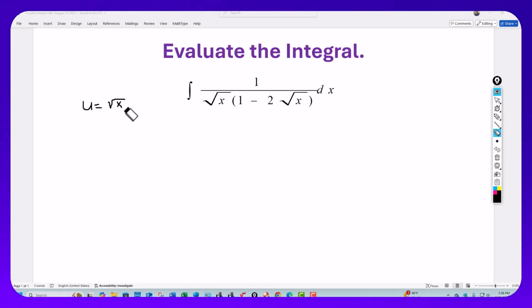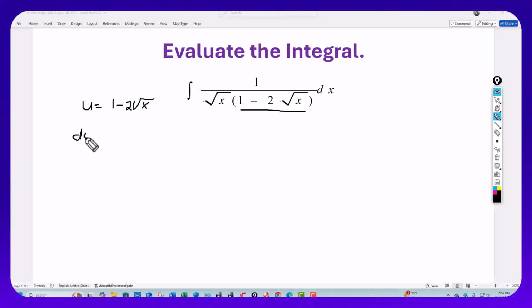Now, the way that I did it, because I thought it worked a lot easier: sometimes when you do a u substitution, it'll benefit you if you include as much of the integrand as possible. So instead of just using the square root of x, I'm going to let u equal 1 minus 2 times the square root of x. In other words, let u equal this part of the integrand.